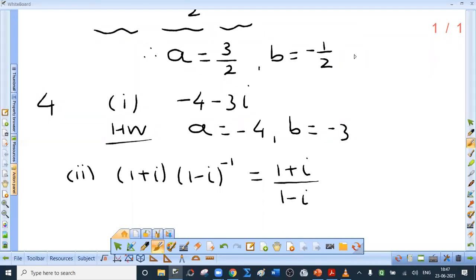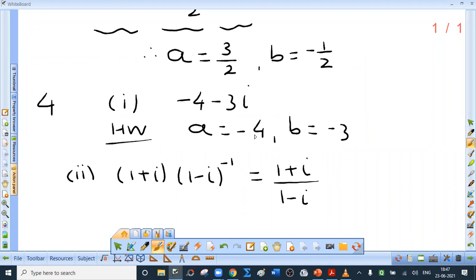Now, fourth question. Express the following in the form a plus bi, where a and b are real numbers and i is an imaginary unit. State the values of a and b. First is for homework. Answer is minus 4 minus 3i. So what is a? Minus 4. What is b? Minus 3.